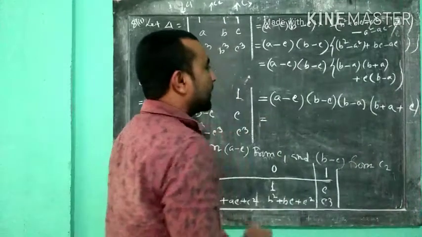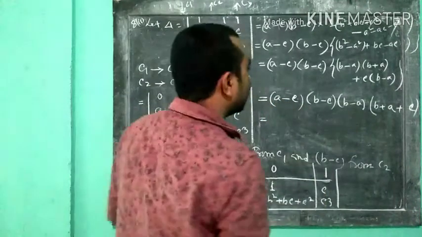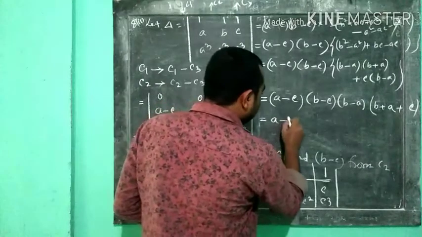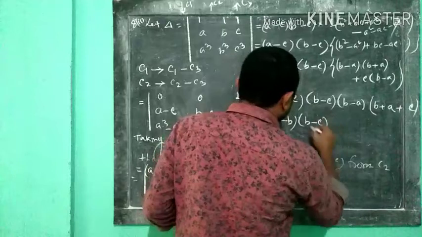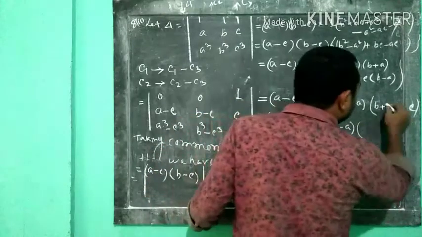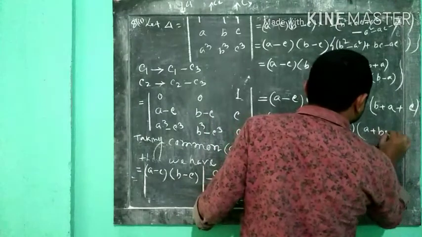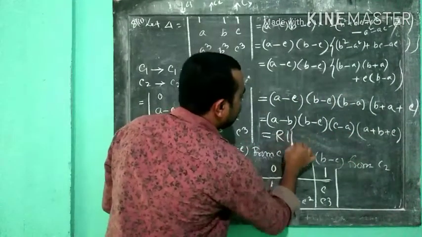So this is equal to: if we take minus common from this and this, then we get a minus b, b minus c, c minus a, into a plus b plus c. This is equal to the right hand side.